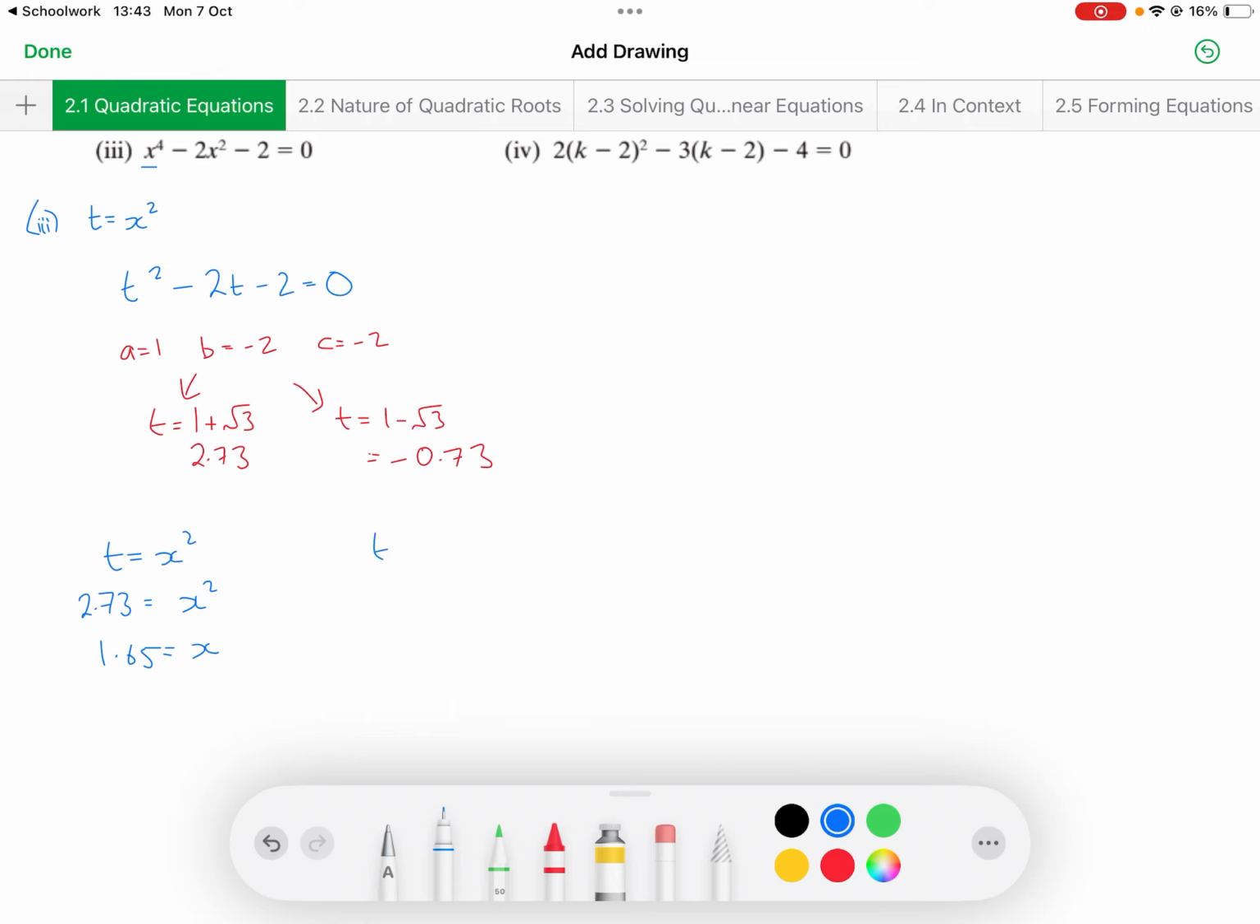Or t equals x squared. If t is minus 0.73, if I square root both sides, but the problem is you can't find the square root of a negative number. It's not a real number, so that answer isn't true, and your answer is 1.65. That's also written as the square root of 1 plus root 3 as well, if you left it in surd form. Then for part 4, so this is question 5A, part 4.